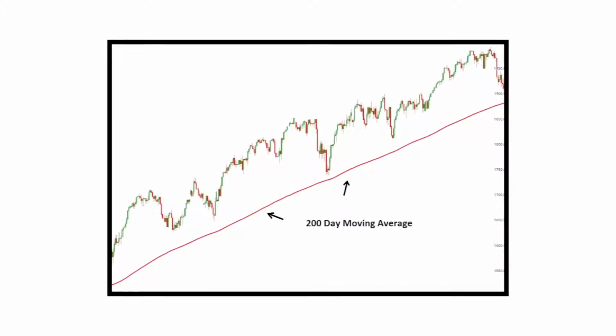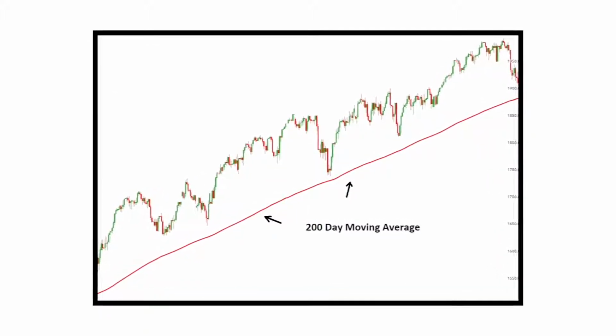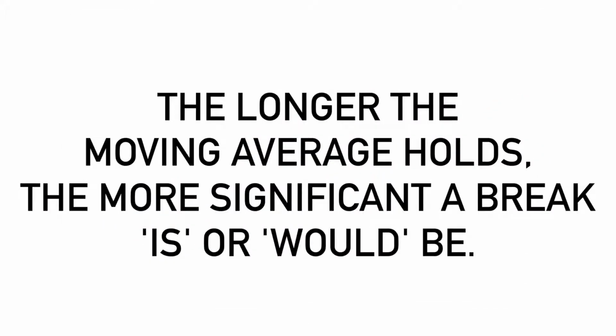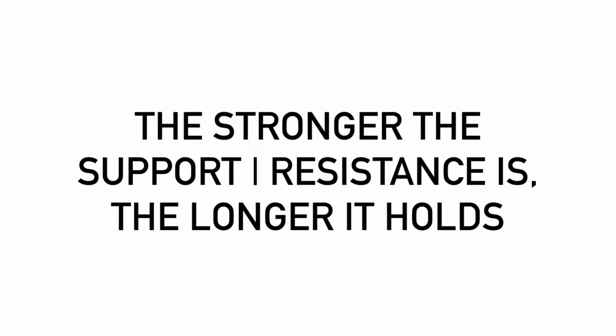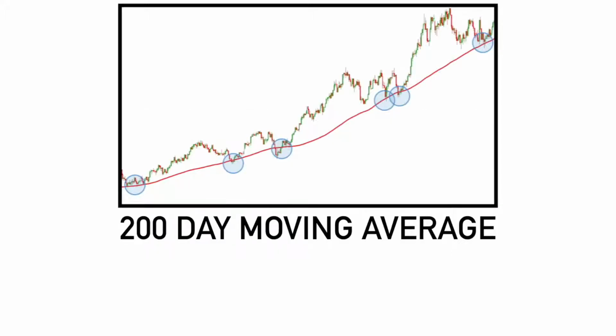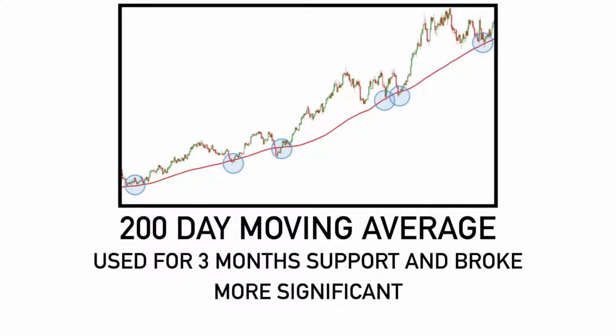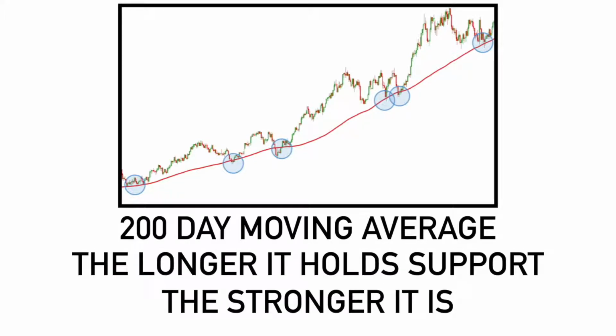So for example, the 200-day moving average can be looked at as a stronger support or resistance than the 20-day moving average. Also, the longer the time period the moving average holds as a support or resistance, the more significant it is when it is broken, and the stronger a support or resistance it is, the longer it holds. So if the 200-day moving average was used as a support for a day, and then it gets broken, that's not as significant as it would be if the 200-day moving average was used as support for 3 months, and then it was broken.